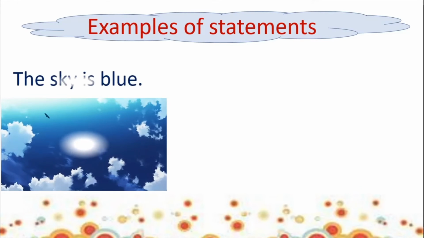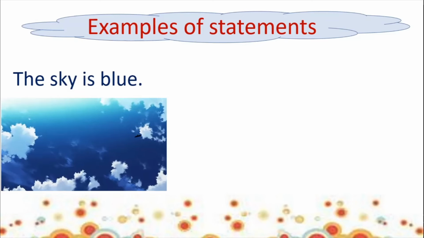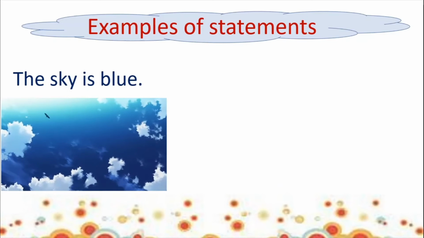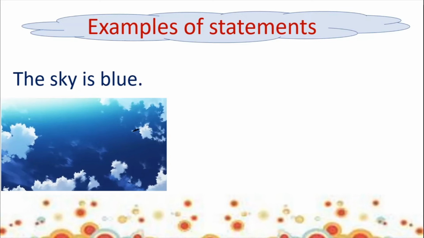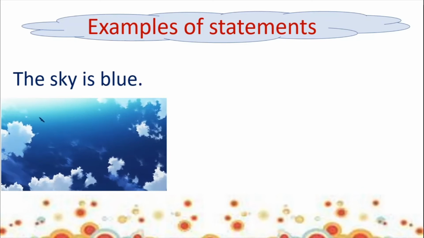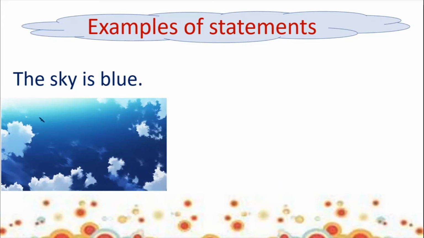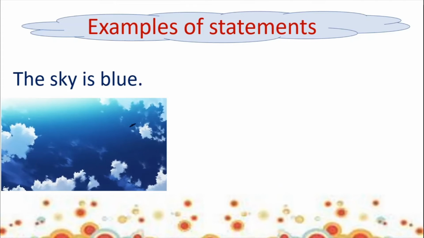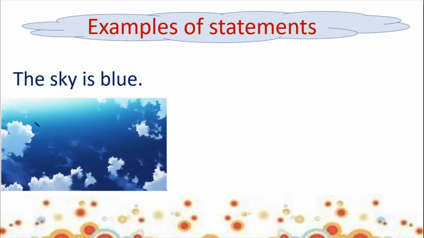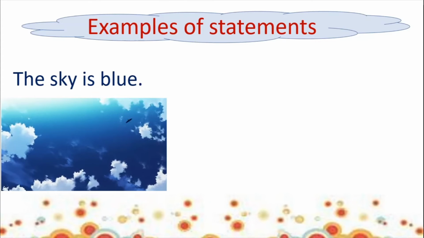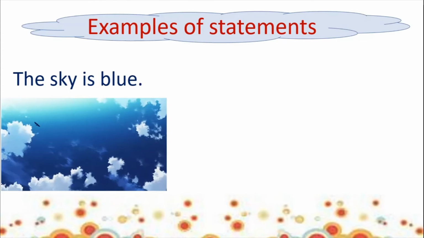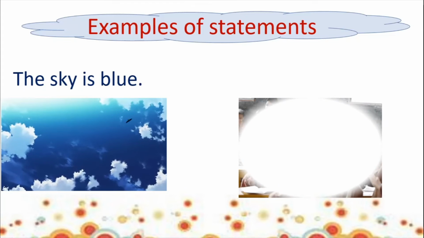So you have, the sky is blue. It is a statement, it is a fact, isn't it? That the sky, except when it is the rainy season and there are dark clouds, the sky is blue. So you're just giving information, you're stating a fact. So this is an example of a statement. Let us see the next example.